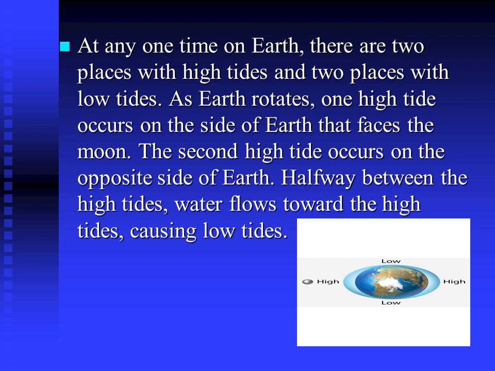Here in the picture you can see the moon. On that side, because of the moon's gravity, the water is pulled towards the moon, causing high tide, and the opposite side also experiences high tide. But up and down you can see that they experience low tide, because water flows towards the high tides. So at the same time, two places experience high tide and two places on earth experience low tide.